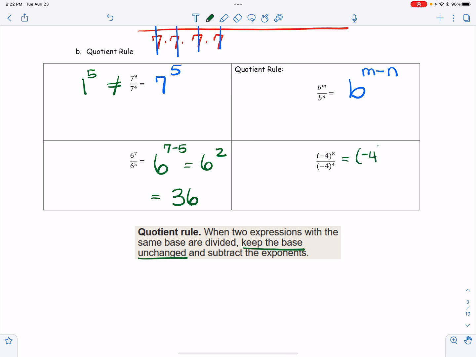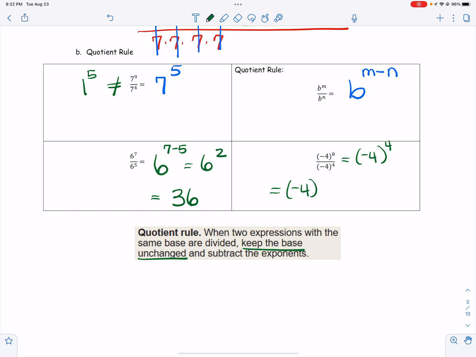Write the base, -4. 8 minus 4 is 4, and then carry that out. -4 times -4 times -4. My goodness, I don't know what that is. So get my calculator. I would raise that to, whoops, clear. And that would be positive 256, okay?